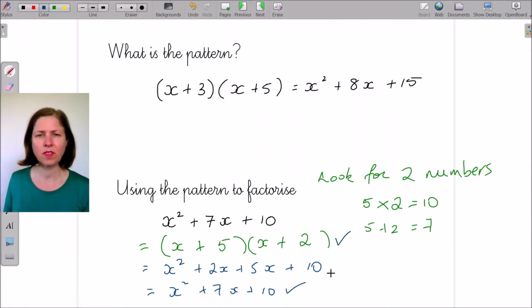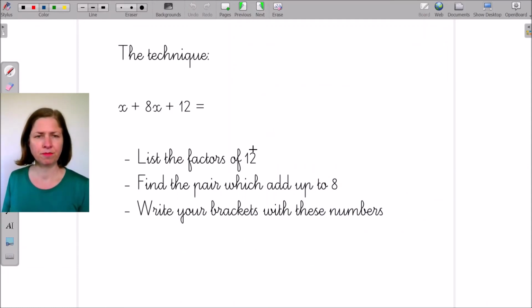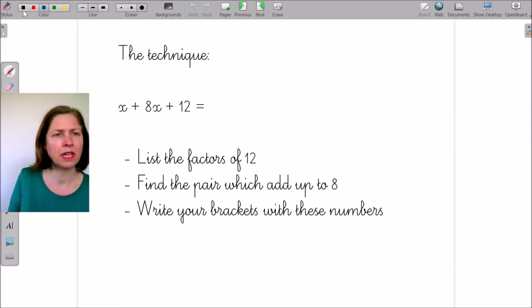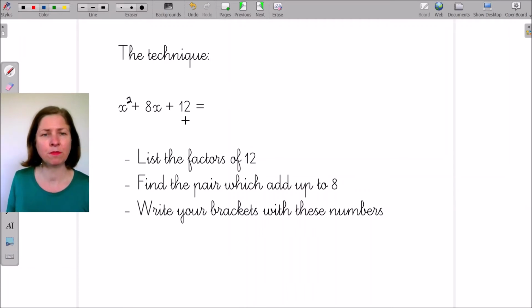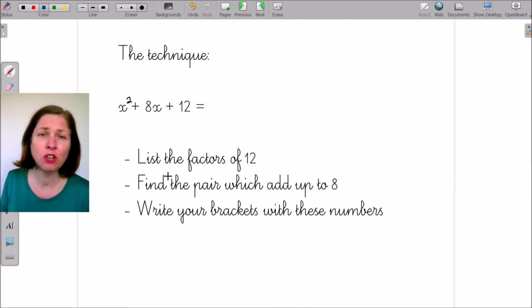factorization here. Okay, so let's go through this process in a bit more detail because they're not all as straightforward. This is my technique. I want to factorize, oh, that should be squared, sorry. I want to factorize x squared plus 8x plus 12. So the first thing I'm going to do is list the factors of 12. Now I could start listing numbers that add up to 8, but there's an infinite number of those, right? There's 4 and 4, 3 and 5, 2 and 6, 1 and 7, 0 and 8, negative 1 and 9, negative 2 and 10, negative 3 and 11. I could actually keep going forever.